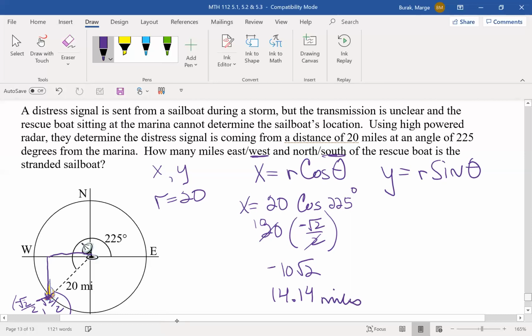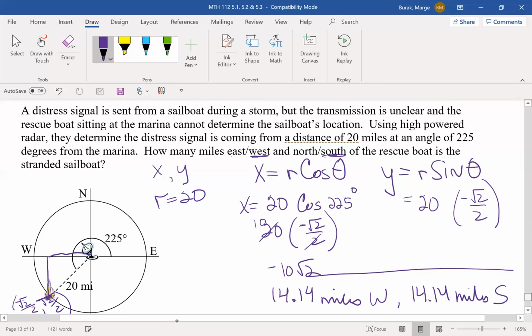And it's actually going to be similar here, 20 times the sine of 225 degrees, because the sine of 225 degrees is also negative radical 2 over 2. So it's going to be 14.14 miles west and 14.14 miles south. And that's what you would tell them to find the stranded sailboat.